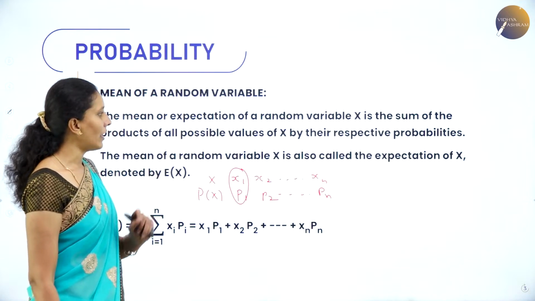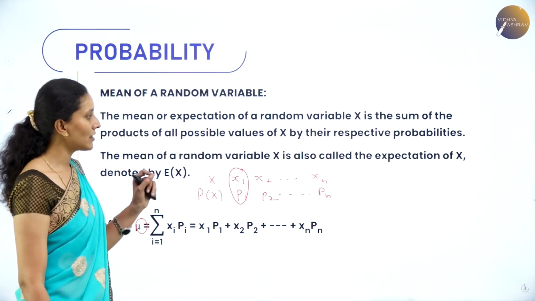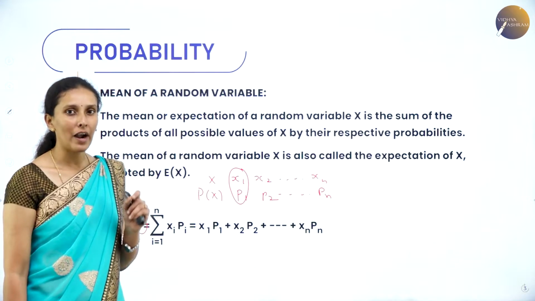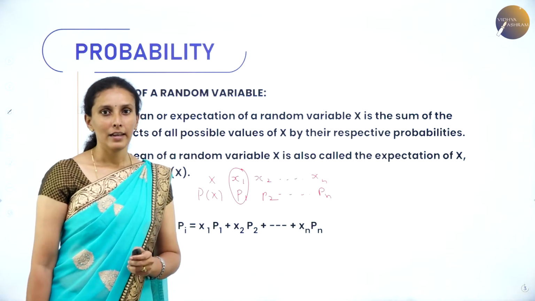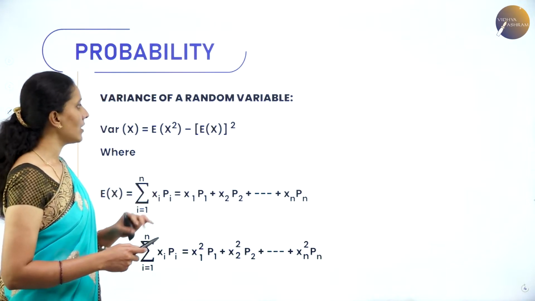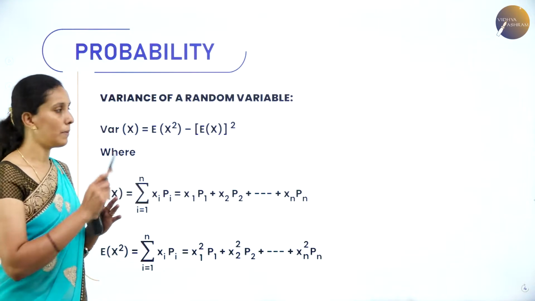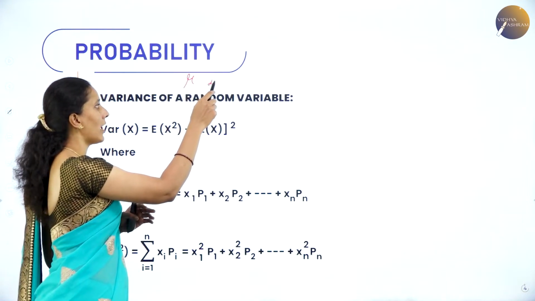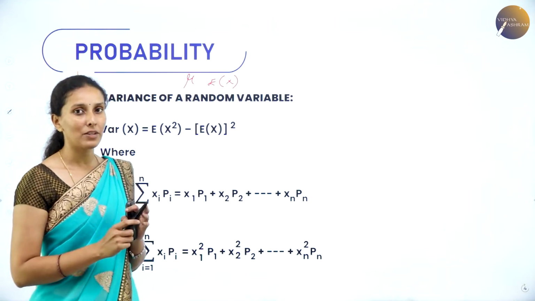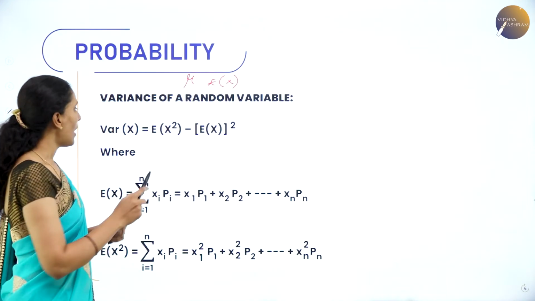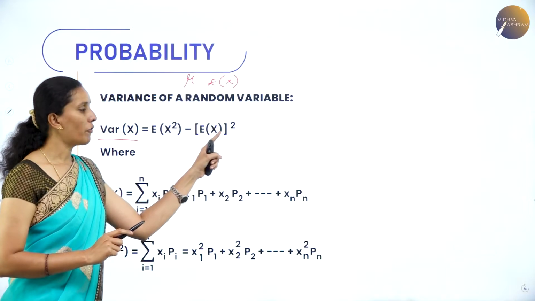Hence, the mean of the random variable is denoted by the symbol mu, and it is defined as the sum of all products of the random variables with respect to their probabilities. And next, what is the variance of a random variable? The expectation or mean of a random variable is denoted by mu, or sometimes by E of x. So, E of x is nothing but the expectation or mean of a random variable, and the variance of x is given by the formula E of x square minus E of x whole square.